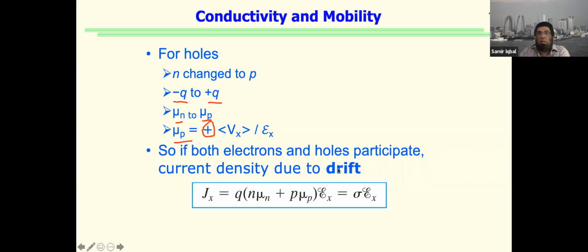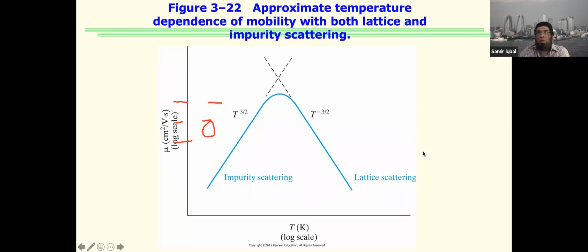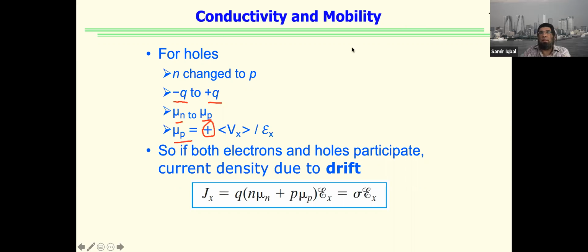And overall current, because of both of them, whether we have N type, P type, if it's compensated, they both will be there. If one is dominant, if it's N dominant, then you use only this part, you don't use this at all. If this is dominant, then you don't use this and you just write Q, P, mu P, Ex, right? Depending on whatever is the situation in the material. If it's clearly written, it's an N-type material, then you use just the N portion of this equation.